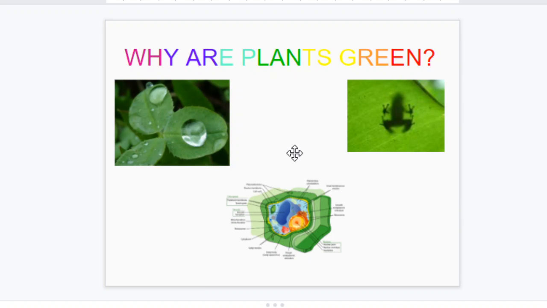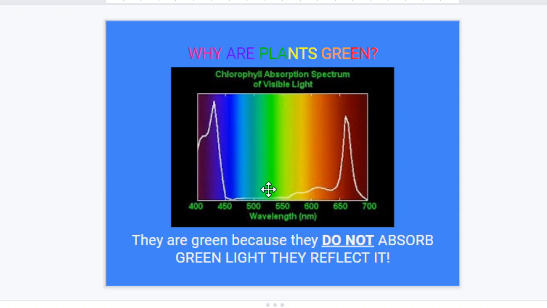So why are plants green? Well, we just learned that the color of anything is the color that is reflected. Remember that? So why are plants green? They're green because they do not absorb green light. They actually reflect it. But there's a special pigment in there that causes this.